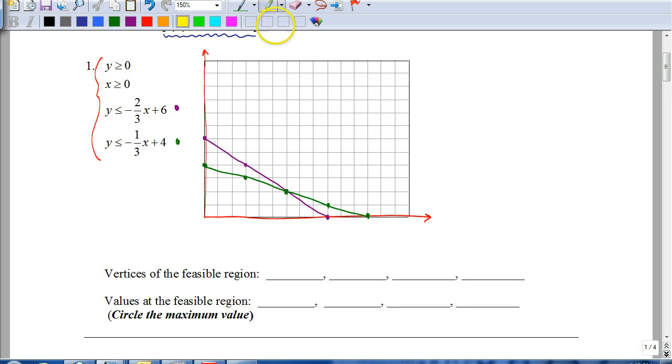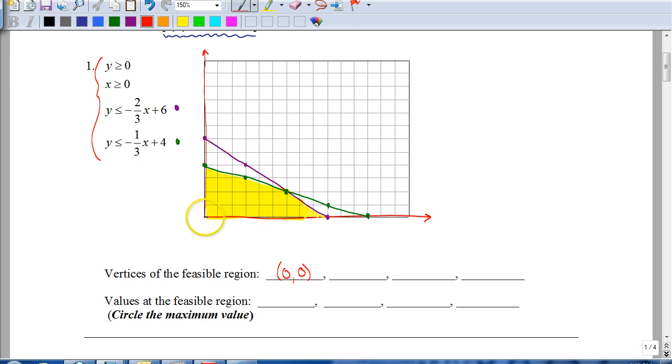And for both of these, we would shade below the line. So my feasible region that they're going to have in common is going to be this whole shape here. So that's my feasible region. So when they ask me for the vertices of my feasible region, those are the vertices we're going to use to figure out our maximum value.